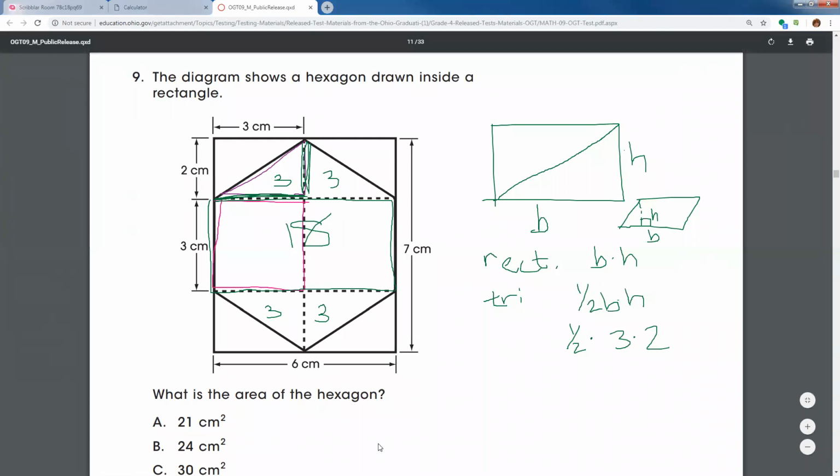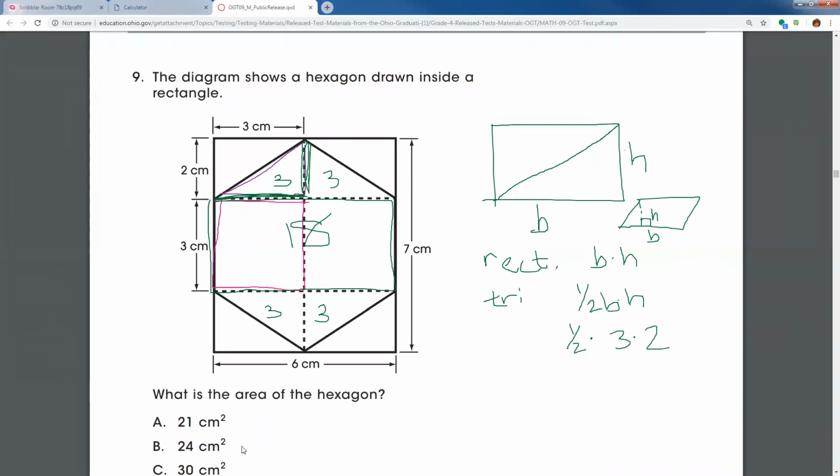Good. And notice, since it's area, you'll see centimeters squared. The squared is just saying this number is an area number versus when we had volume, it was cubed, and that's saying this is a volume number.